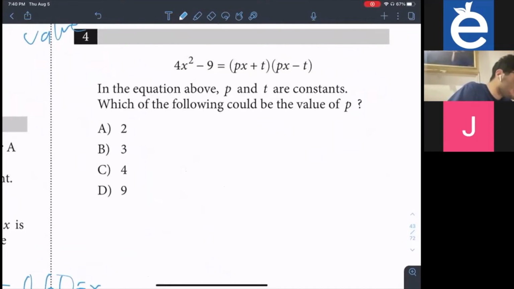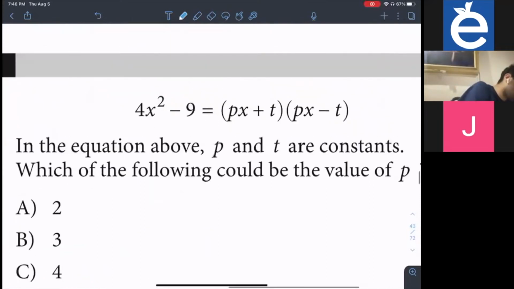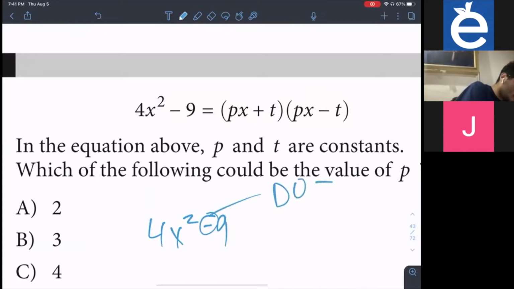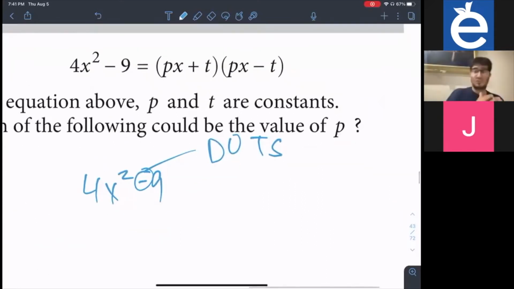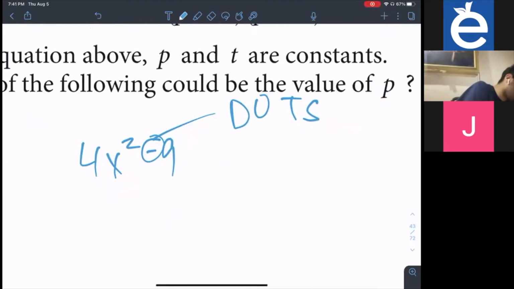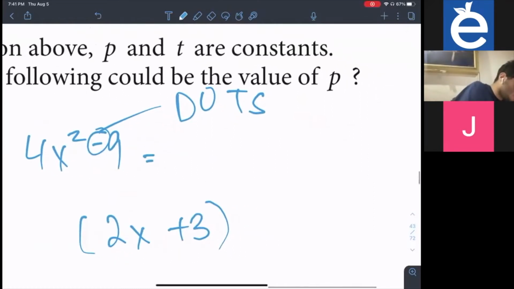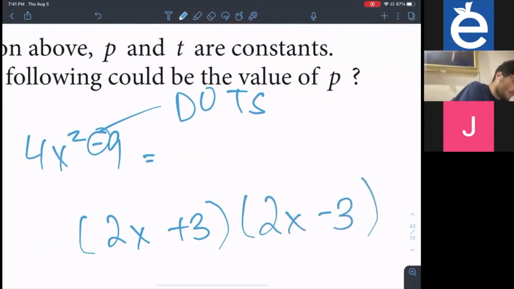In the equation above, P and T are constants. Which of the following could be the value of P? To solve this problem, we would have to first identify that 4x squared minus 9 is a difference of 2 squares. Difference of 2 squares can be simplified as (2x + 3), because you take the square root of both terms, and then multiply by (2x - 3).